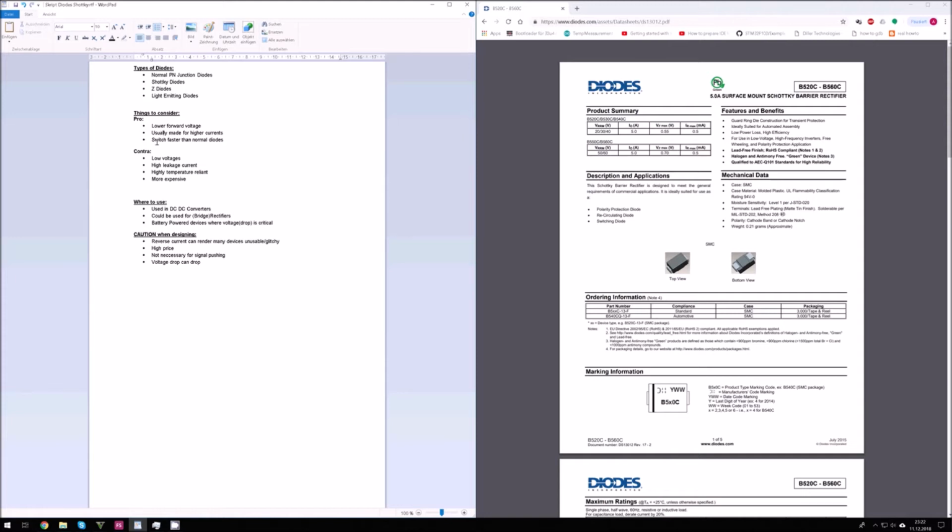Another advantage is that they switch faster than normal diodes. They can be used in high-frequency switching applications, like for example DC-DC converters.